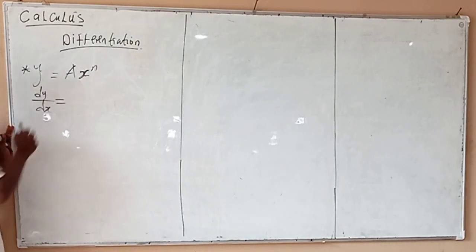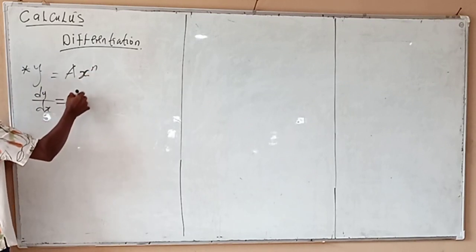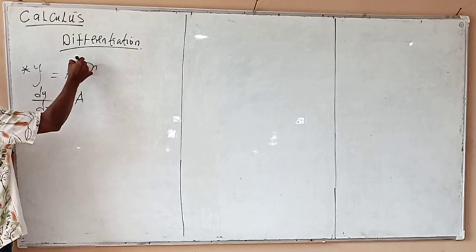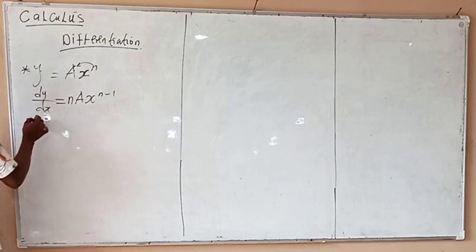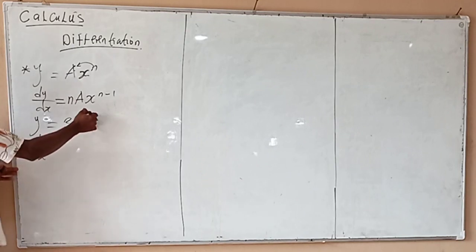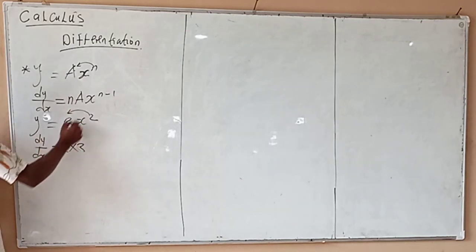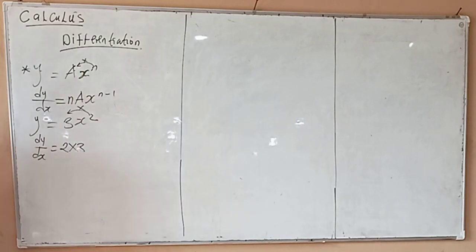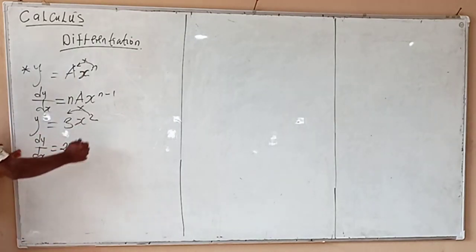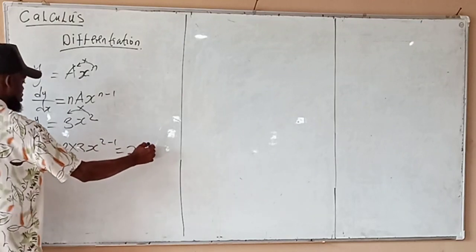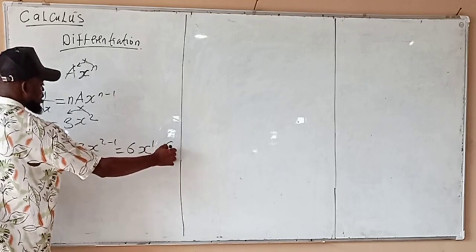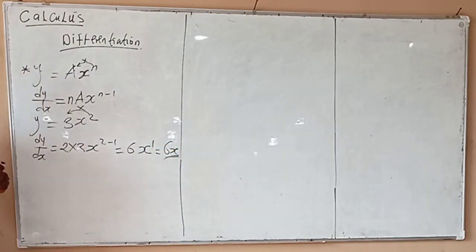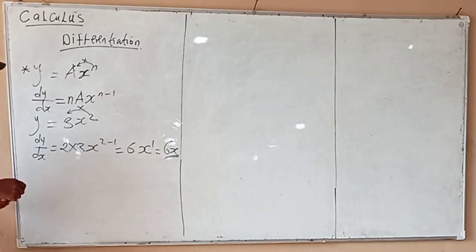To differentiate this polynomial, dy over dx equals n times a, x raised to power n minus 1. Use this power to multiply this coefficient, then you remove 1 from the power. For example, let's say we have y equal to 3x squared. What is dy over dx? That will be 2 times 3: multiply the power with the coefficient and remove 1 from the power. Then x raised to 2 minus 1, that's 2 times 3, that's 6x raised to power 1, and it will give us 6x. When x is raised to power 1, it is just x.